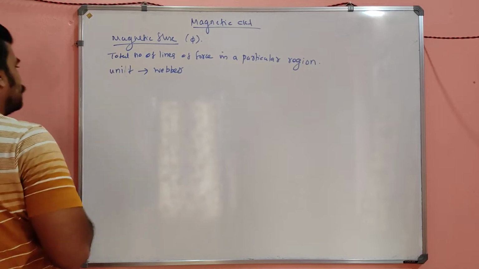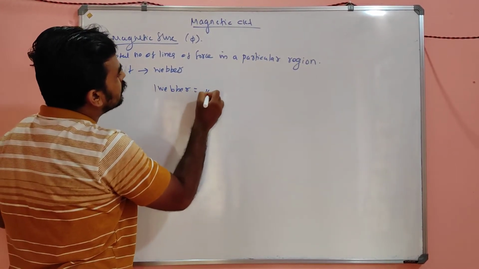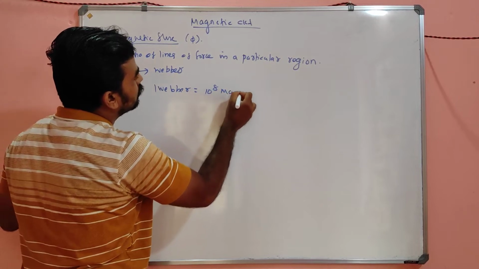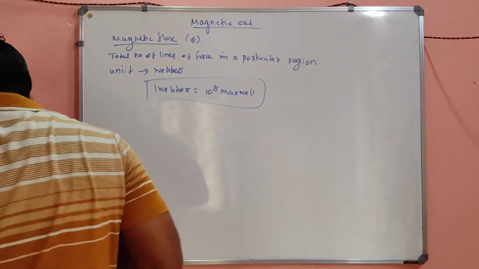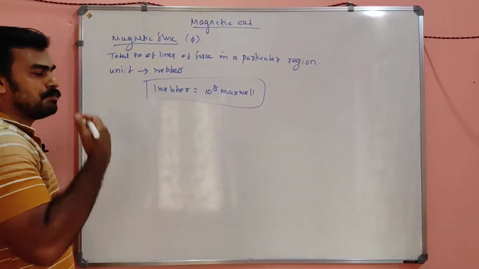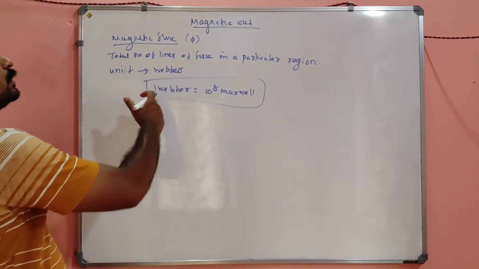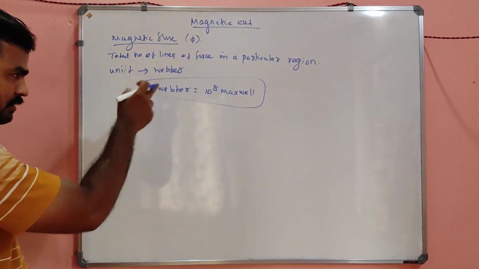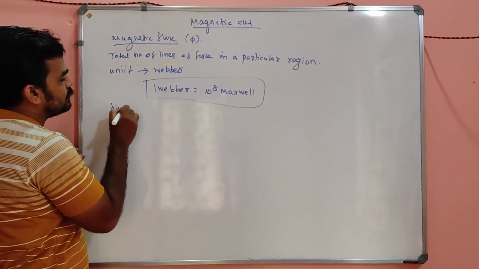1 Weber is equal to 10 raised to 8 Maxwell. That also you have to note. Maxwell is another unit of magnetic flux. So the connection is 1 Weber equals 10 raised to 8 Maxwell. Just remember this.